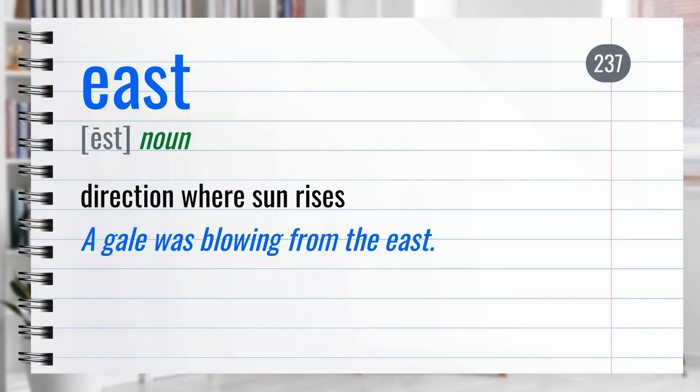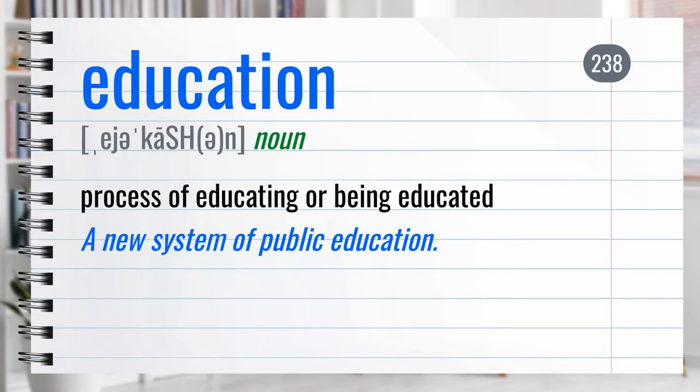East. East means direction where sun rises. For example, a gale was blowing from the east. Education. Education means process of educating or being educated. For example, a new system of public education.